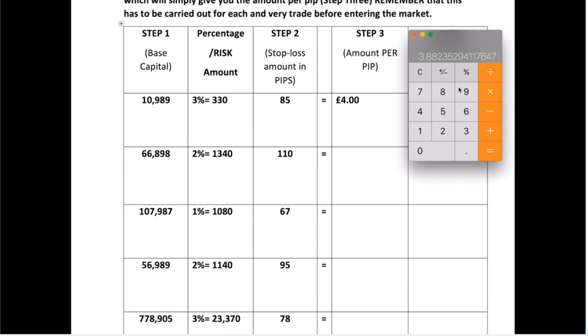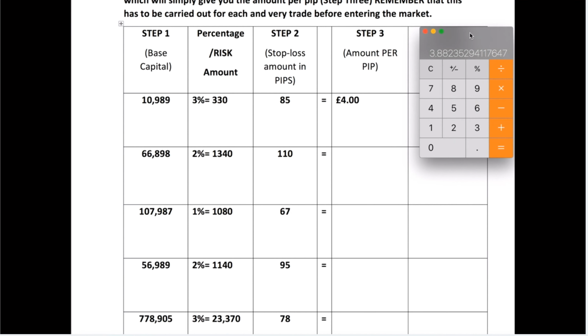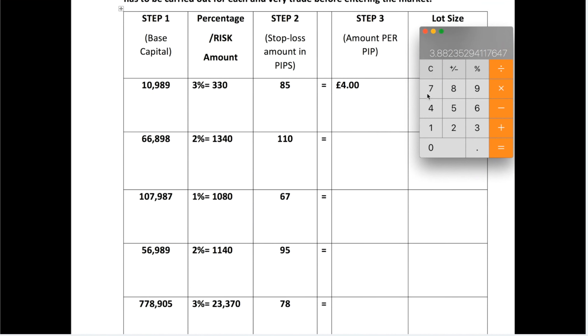Round it up to the nearest 50 or 100 with that one. I won't do it to the nearest 10, because if you are using MetaTrader, which you'll see in a moment, if you round it to the nearest 10, it can just get a little bit sticky and all over the place. I just like to round it up to the nearest 50 or 100 personally.